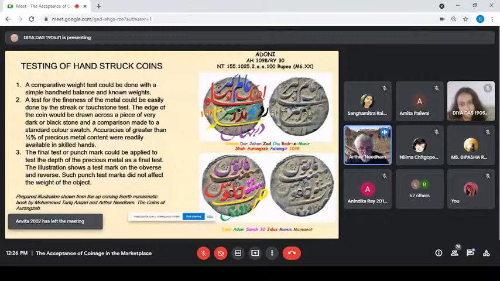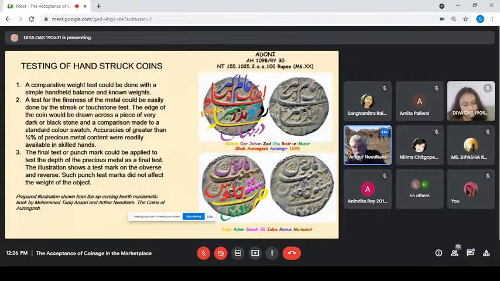And here I say, the final test or punch mark could be applied to test the depth of the precious metal as a final test. This illustration shows the punch mark on the obverse, that's the front of the coin. And also there is one on the reverse, which is the back of the coin. Such test punch marks did not affect the weight of the coin because they were punched in, and you could see a little fold of the metal coming up. So they didn't reduce the weight of the coin.